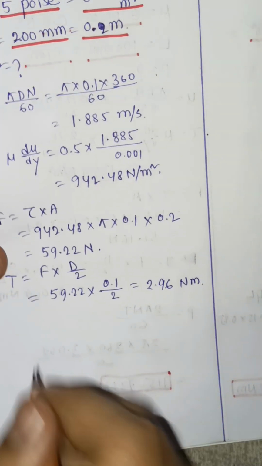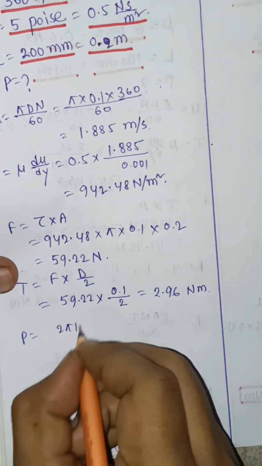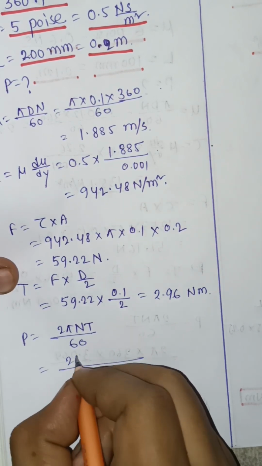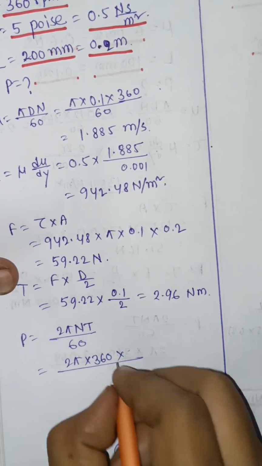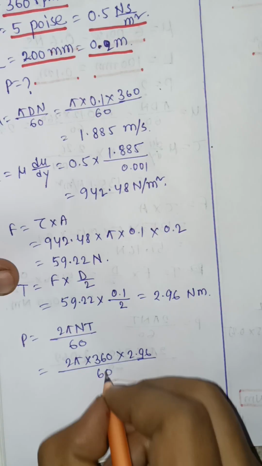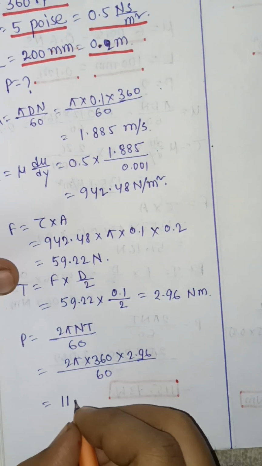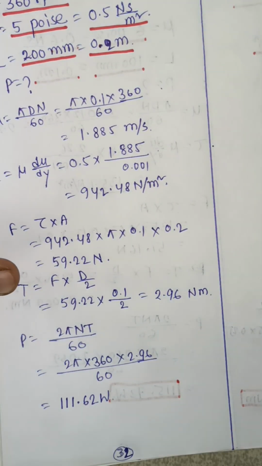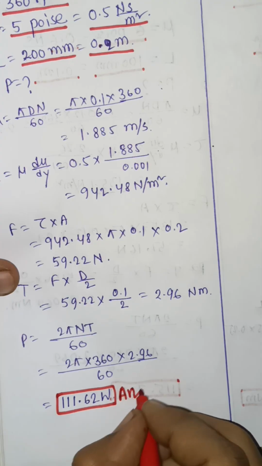Now if you want to calculate the power, we know that power is 2 pi NT divided by 60. So 2 pi, what is the value of N? That is 360, into what is the value of torque? That is 2.96, divided by 60. So from here you get the value of power, that will be 111.62 watt. So our answer will be this.